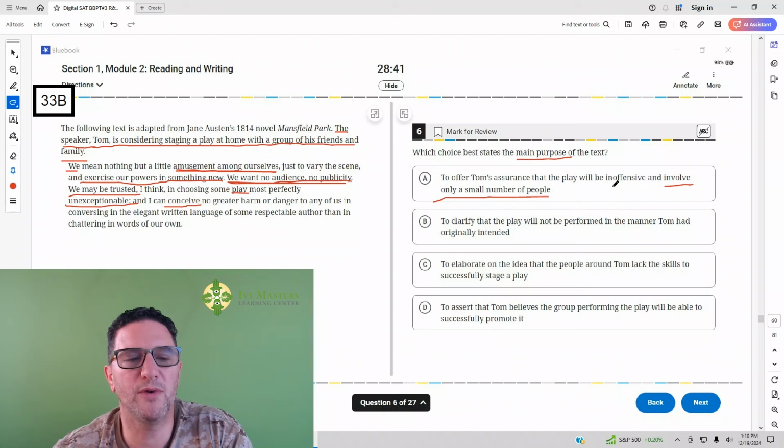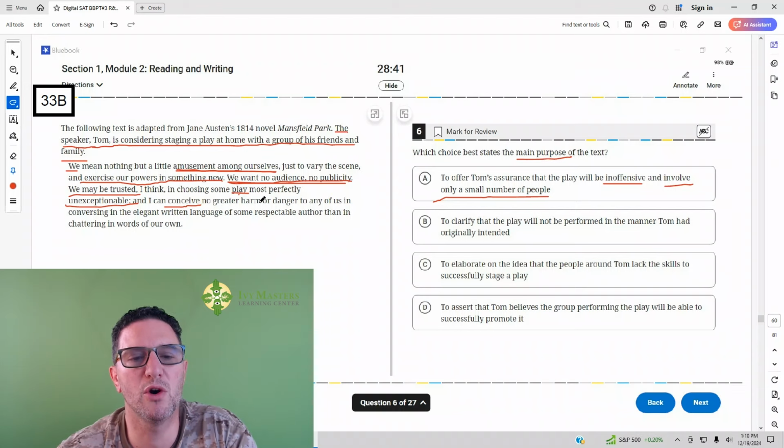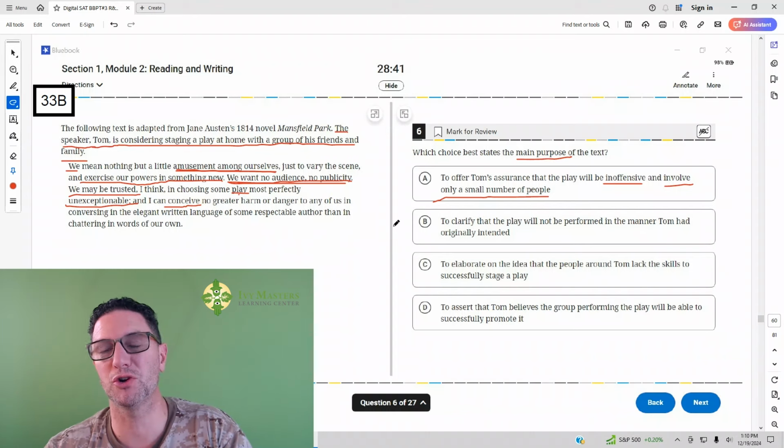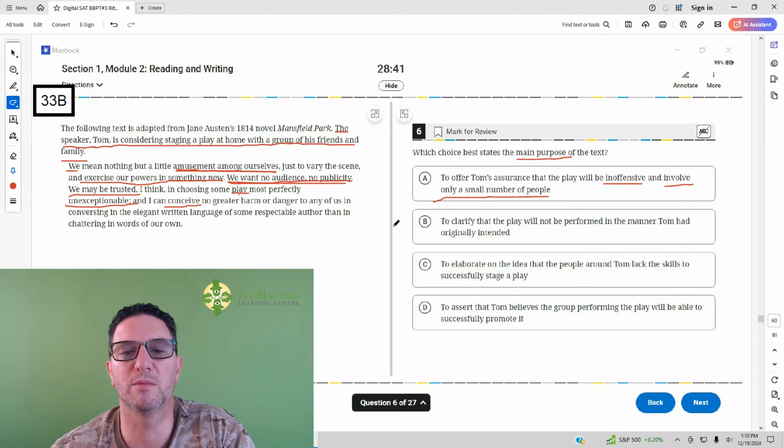The inoffensive part. Okay, now it does say over here, we may be trusted in choosing a play most perfectly unexceptionable. And I could see no greater harm or danger in any of us in conversing with. So it sounds like he's staying away from danger, and that might be like risk of offending someone. Okay, so answer choice A looks like it's a decent answer. Let's look at the other answer choices.